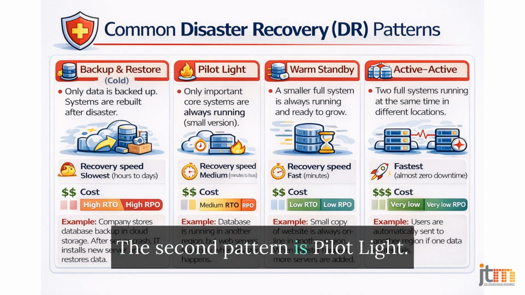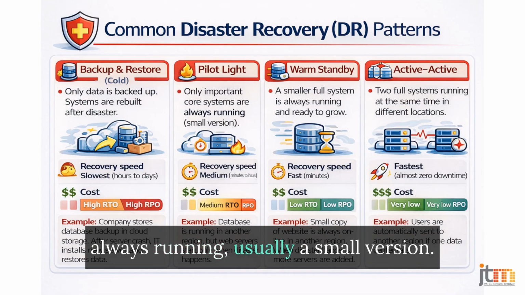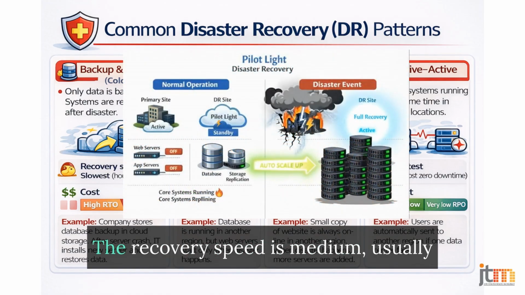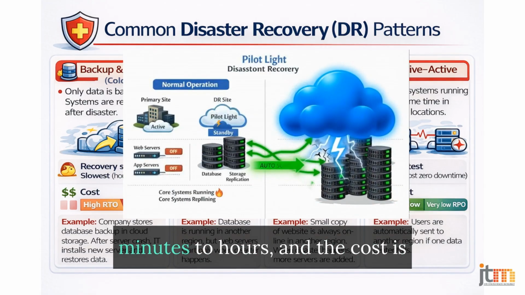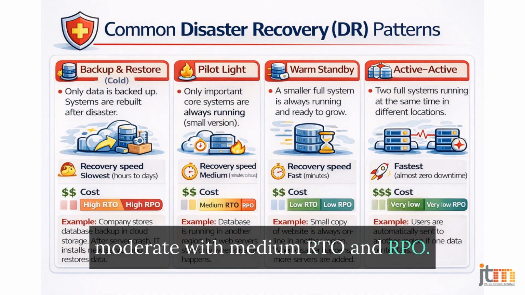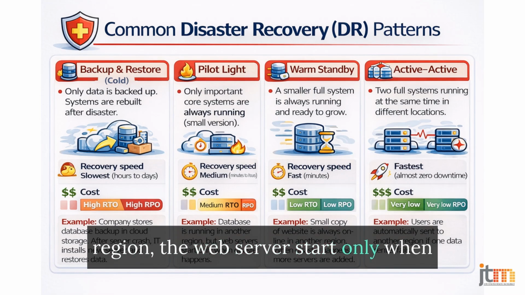The second pattern is pilot light. Here, only important core systems are always running, usually a small version. The rest of the system starts when a disaster happens. The recovery speed is medium, usually minutes to hours, and the cost is moderate, with medium RTO and RPO. For example, a database runs in another region, but web servers start only when needed.